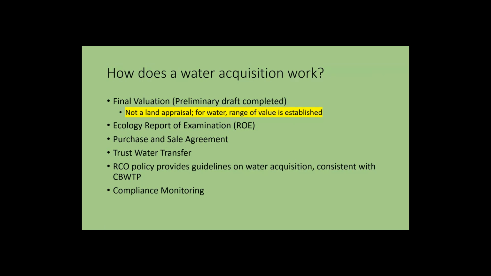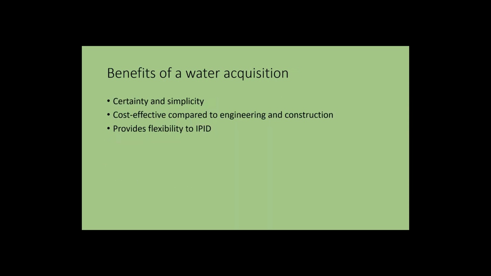I talked previously about compliance monitoring, and so there will be a three-party compliance monitoring scheme where the county, under the QLE program, is required to do compliance monitoring. The Department of Ecology will require reports from the irrigation district, and the irrigation district is required to provide information. So all of that is covered in the agreements and in the trust water transfer document.